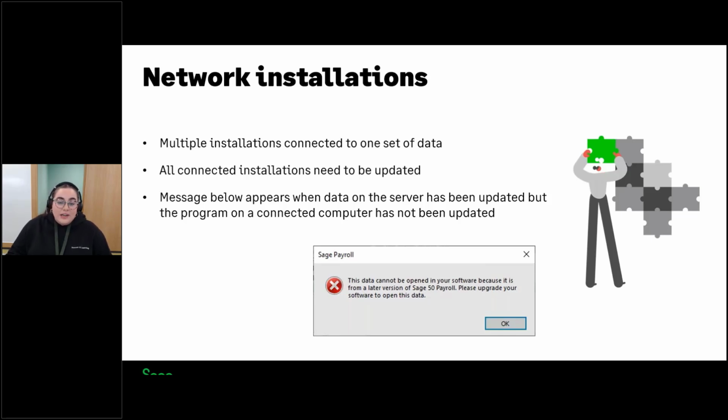So errors can look a little bit scary, but all this means is that the company's data itself has been upgraded to version 31, so it can't be opened in a lower version. The way to fix this, it is a simple one. You just need to make sure that everyone who has Payroll installed installs version 31. So you all need to be on the same version number, just in case that affects anyone here.